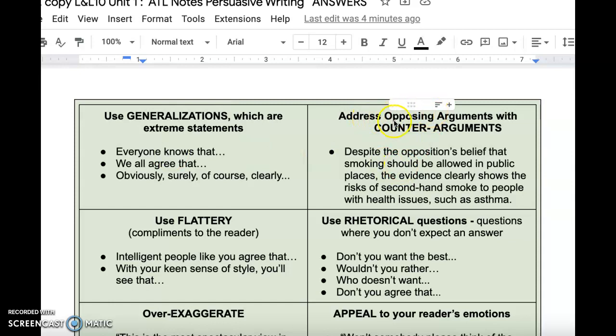Next one would be address opposing arguments with counter arguments. So here would be an example. We're going to do a lesson on this later in the quarter. Despite the opposition's belief that smoking should be allowed in public places, the evidence clearly shows the risk of secondhand smoke to people with health issues such as asthma. So you're bringing up what the opposition might say, but then you're countering it.